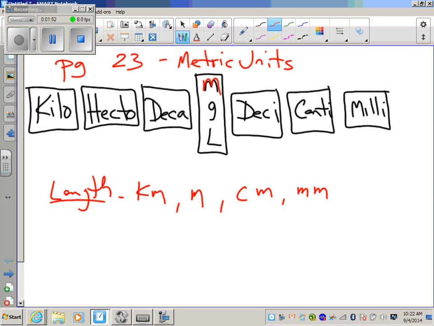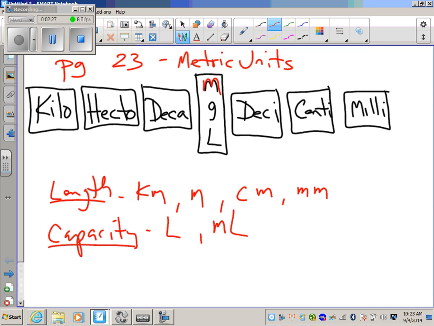Okay? That's for length. For capacity, that's how much something holds. A lot of the times you're talking about liquids. So they could use the liter, which is if you buy your soda in a 2-liter bottle. You can even buy the liter bottles with the big mouth on it, right? As if drinking a liter of soda isn't enough.